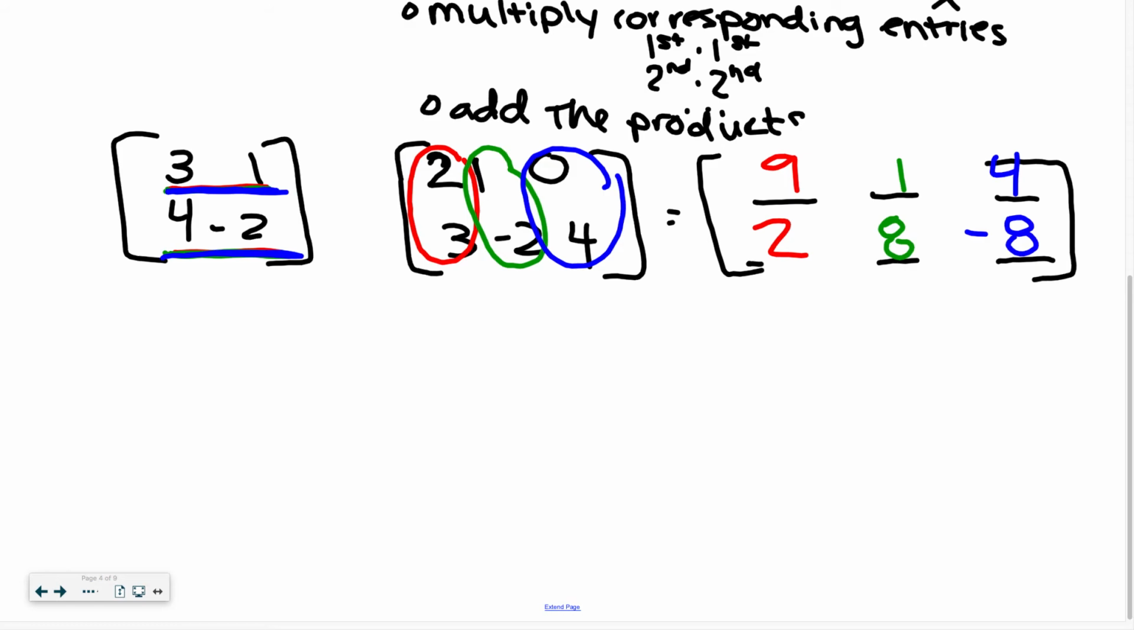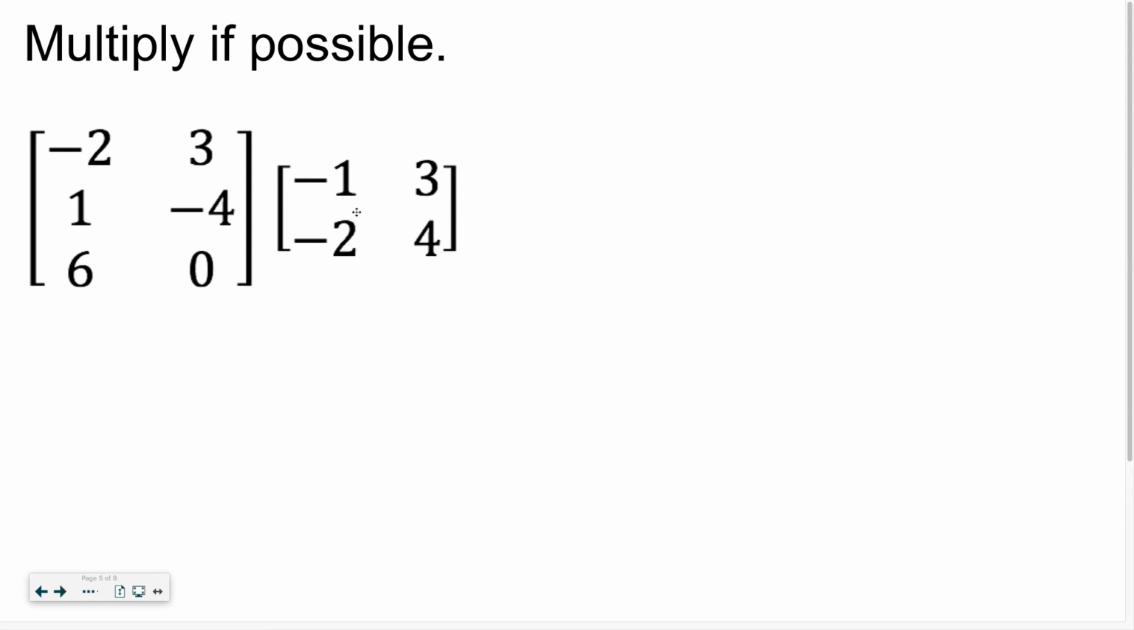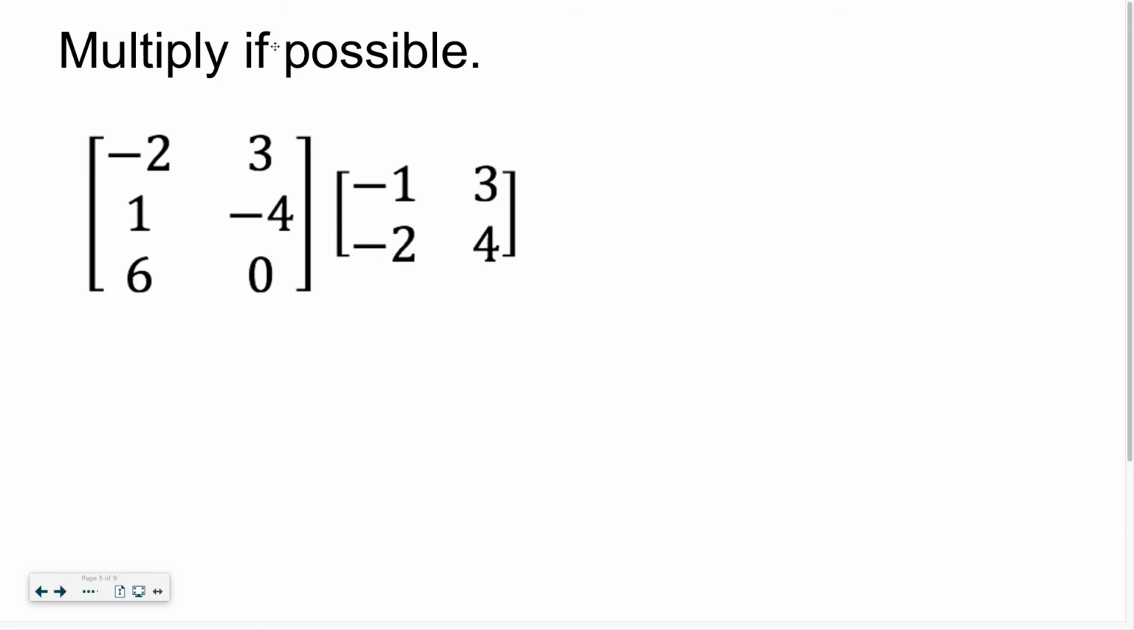Okay. Questions, concerns? Okay. Next one. Maybe you're doing your homework. Good idea. I guess you have the worksheet, so it's not like you have to write it down from the book. But I would always glance at it and ask, can I multiply it? So what's the order here? 3 by 2. 2 by 2. I can multiply. So I'll go ahead and start doing all the work.